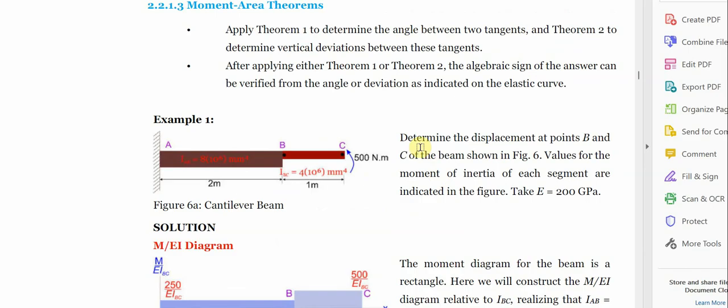Let's say for instance that we have a cantilever beam of this sort. This particular cantilever beam has two different members joined together. You can see that this one has I of 8 times 10 raised to the power of 6, and this one has I of 4 times 10 raised to the power of 6, and it's 1 meter, while this one is a 2 meter span. Now we are asked to determine the displacement at points B and C of the beam shown here. Values for the moment of inertia of each segment are indicated in the figure. Likewise, we are taking E to be equal to 200 gigapascal.